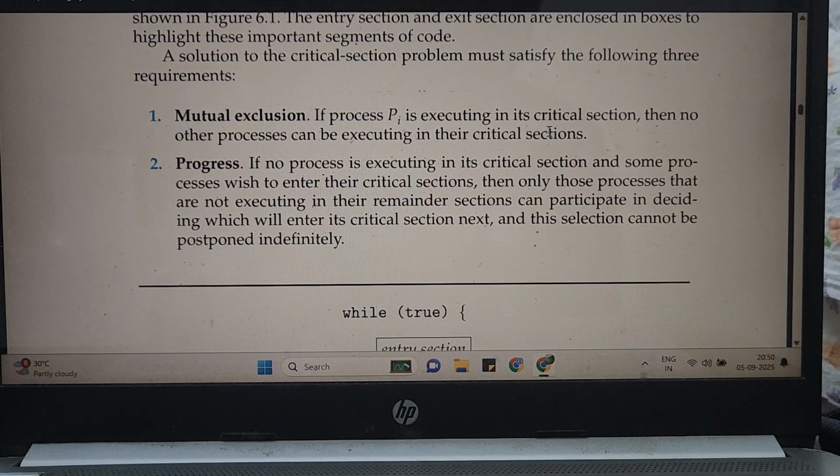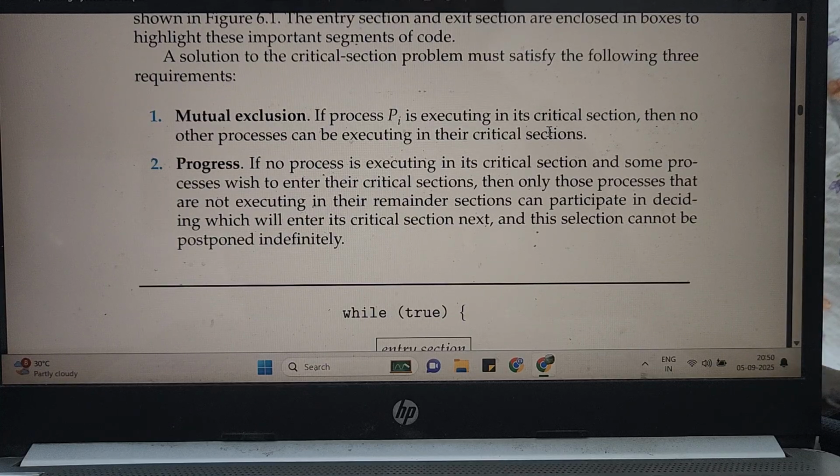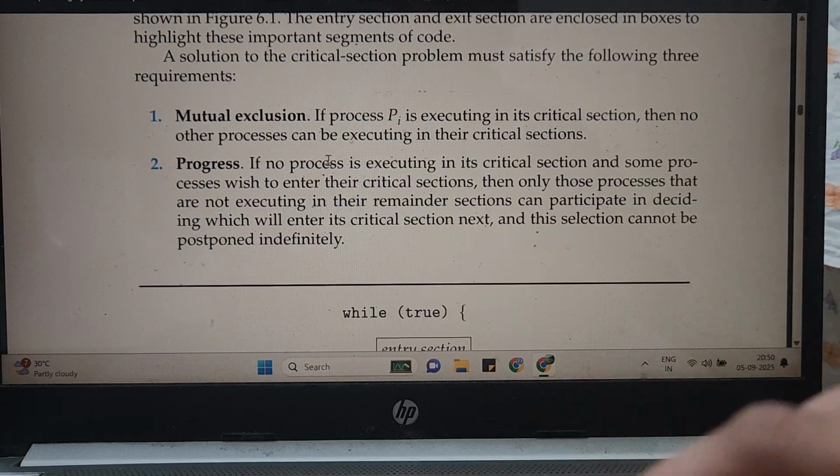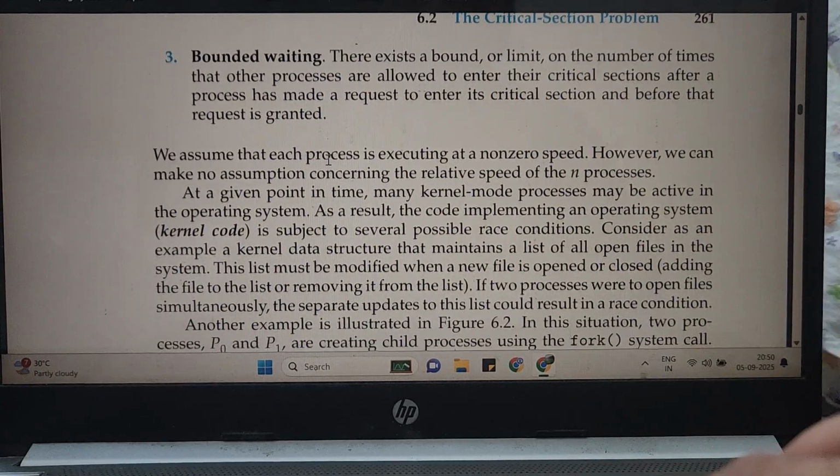Next is progress. If no process is executing the critical section and one process wants to enter, then it should be allowed to enter and you cannot indefinitely make it wait. When someone is executing their critical section, you will have to make the others wait. But if no one is executing their critical section and someone comes and says they want to execute theirs, you have to allow them immediately. In such a case, you will not make a process wait. That is the progress condition. And third is bounded wait.